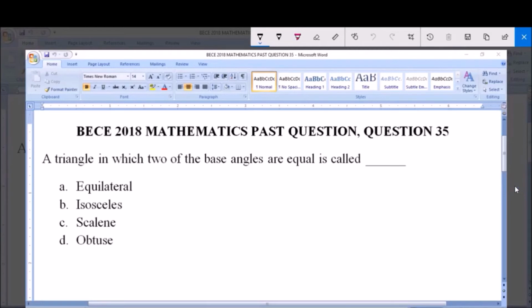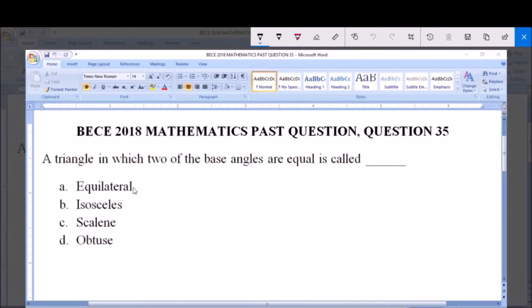BECE 2018 Mathematics Past Question 35. A triangle in which two of the base angles are equal is called dash. A. Equilateral, B. Isosceles, C. Scalene, and D. Obtuse. Now, like we know, a triangle is a plane shape, and we have different types of triangle.